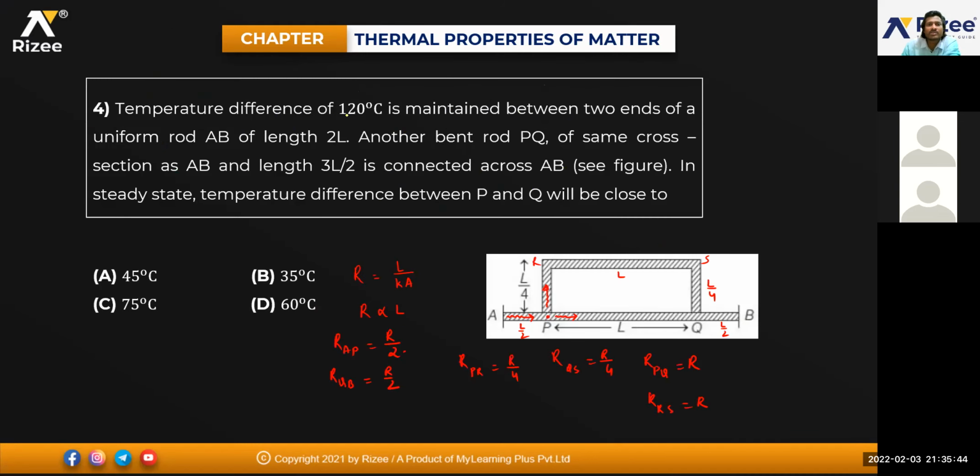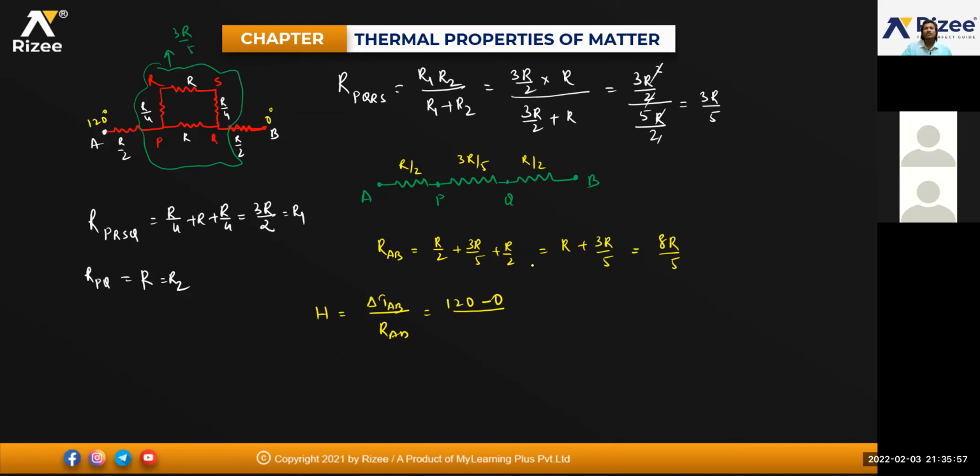The temperature difference of 120 degrees is maintained between the two ends of the uniform rod of length 2L and the bent rod PQ of the same cross section A and length 3L by 2. Temperature difference means delta T only. So this total temperature difference I'm taking, 120 divided by 8R divided by 5. That means this is 120 into 5 divided by 8 into R. This is the heat current across A and B, beta.